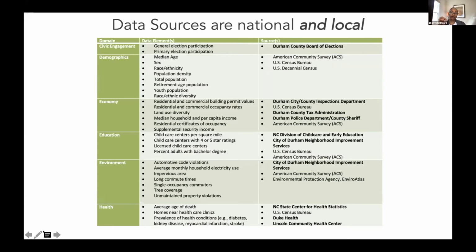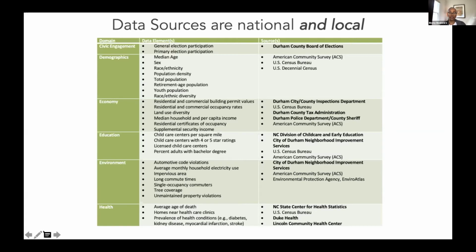These data come from both local data that can only be obtained locally at this point, as well as national data. So data on demographics rely on national data resources such as the American Community Survey and the US Census, but data that are local around things like civic engagement or the economy, which would be represented by things like residential and commercial building permit values or occupancy rates, land use diversity, that comes from city county inspections department, county tax administration, even the county sheriff's office.